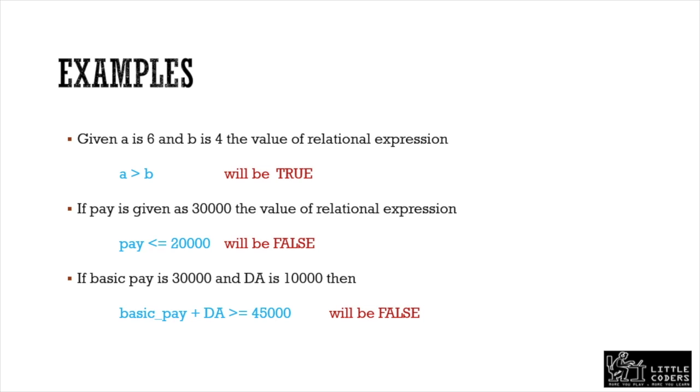Now if basic pay is given as 30,000 and DA is given as 10,000, then if you are giving the expression basic pay plus DA greater than or equal to 40,000, the result is 30,000 plus 10,000 is 40,000, which is less than 45,000, so the result will be false.